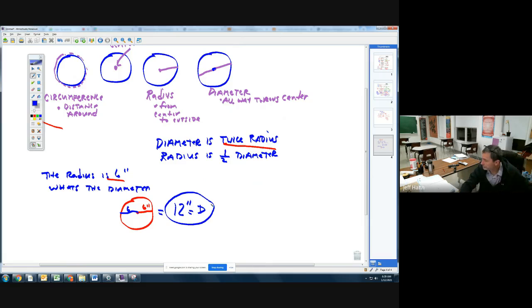Anytime, boys and girls, you see a shape, you need to sketch it out.